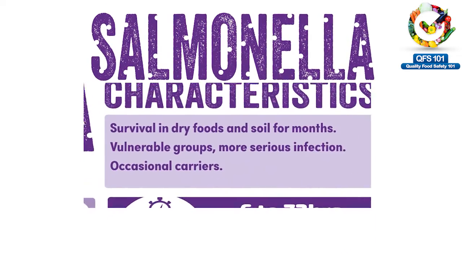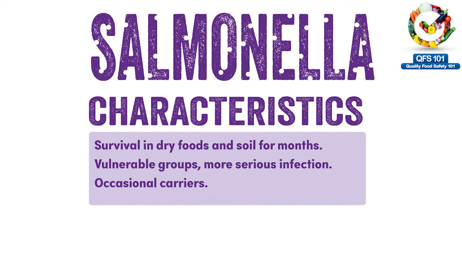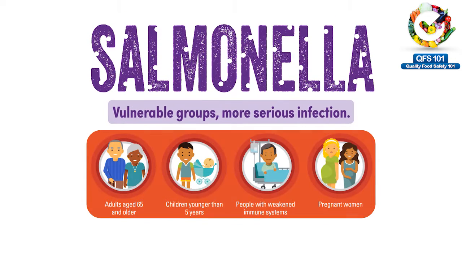The other characteristics of Salmonella which are important for infection is that they can survive in dry foods and soil for a long time, even for months. In vulnerable groups they can cause very severe infections. These vulnerable groups are older adults above the age of 65, or young children below the age of 5. Immunocompromised people who are already battling some kind of disease and whose immune system is weak, or malnourished people who can also be immunocompromised, and also pregnant women. So these are vulnerable groups where Salmonella infection can be very severe.